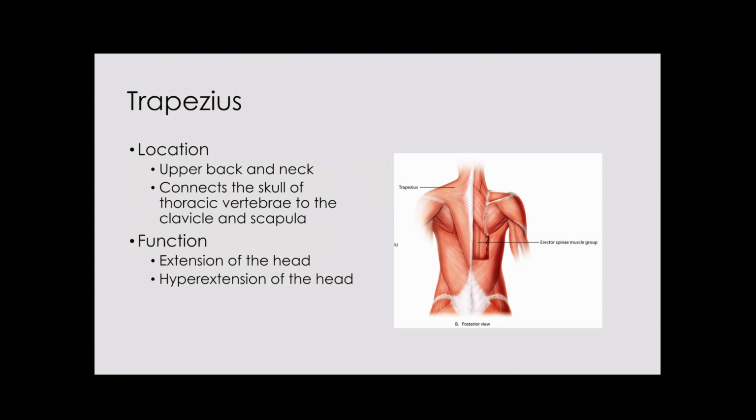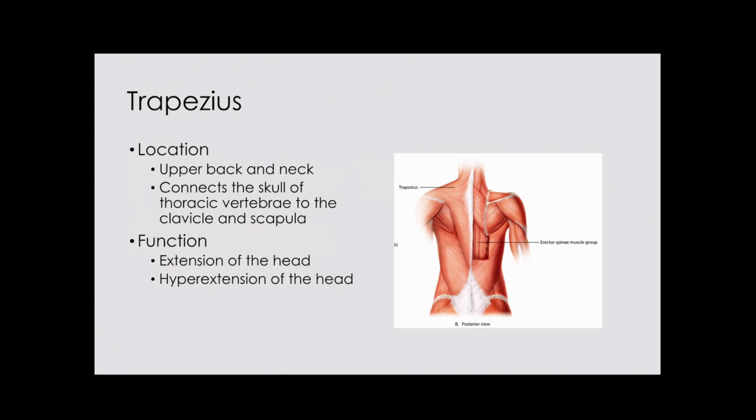All right, so now let's talk about your posterior trunk muscles. We just talked about your anterior trunk muscles, remember, the ones in the front. Posterior are the ones in the back. So the back muscles, the main 2 you need to know are your trapezius and your erector spinae.